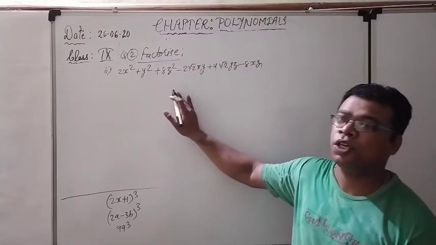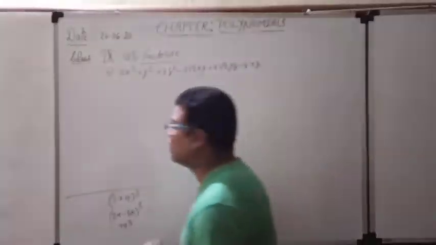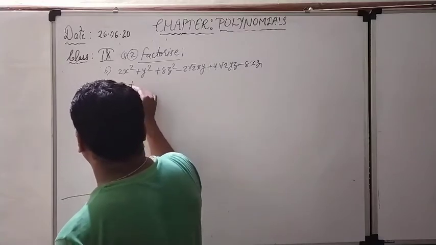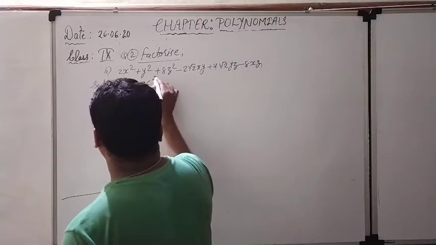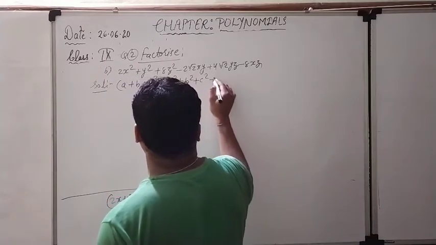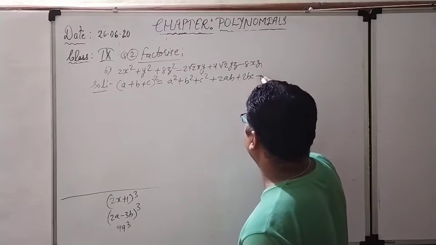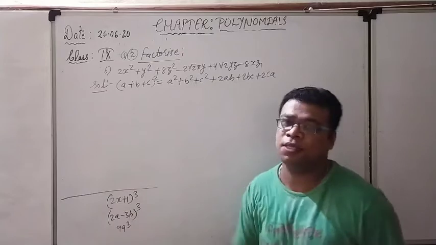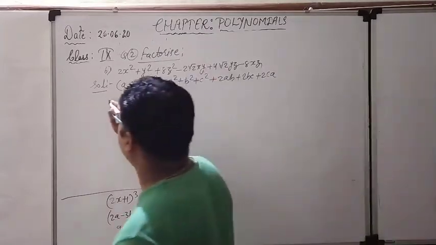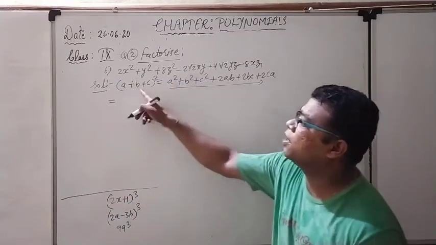If you look at the question, you may find x square, y square, z square. Again, you will see the same formula. Again, I am going to write down the solution in front of you. (a + b + c) whole square. What is the expansion of it? a square plus b square plus c square, plus 2ab plus 2bc plus 2ca. This is the expansion. First you have to convert the question into this particular format, and after that we will get our answer, (a + b + c) whole square.